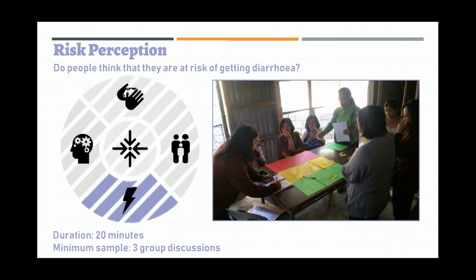The third tool is risk perception. This helps you understand whether people feel that they are at risk of diarrhea. It's a tool that can easily be adapted to other diseases like cholera or Ebola if these are a particular concern in your area. This method is also done in focus group discussions. It uses a color-coded scale to explore people's perceptions of illness, to explore their perceived vulnerability, but also to try and understand how their perceived risk has changed because of the crisis.